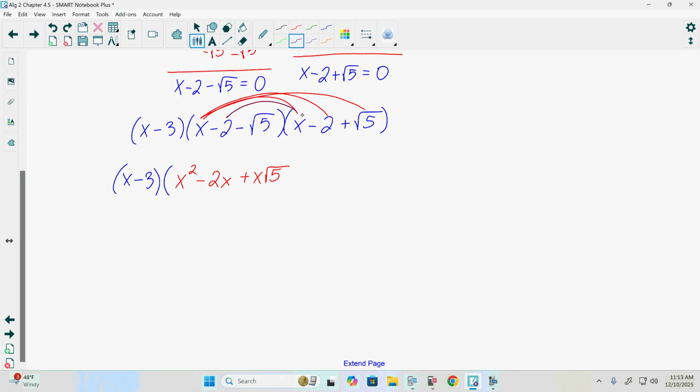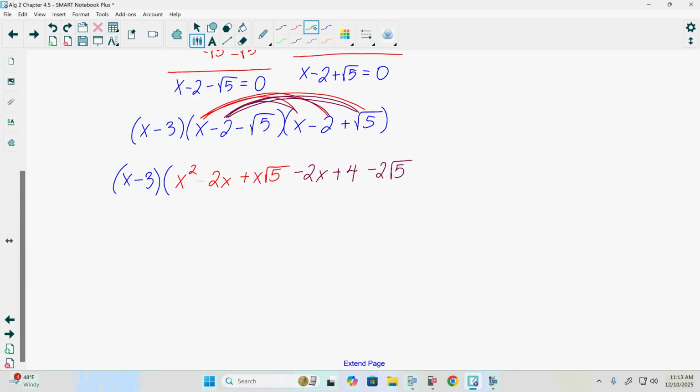Then we'd move on and multiply through by negative 2. Negative 2 times x is negative 2x. Negative 2 times negative 2 is going to be positive 4. Our negative and negative make positive, 2 times 2 is 4. Negative 2 times our positive square root of 5 is going to be negative 2 square roots of 5 because our numbers multiply outside.